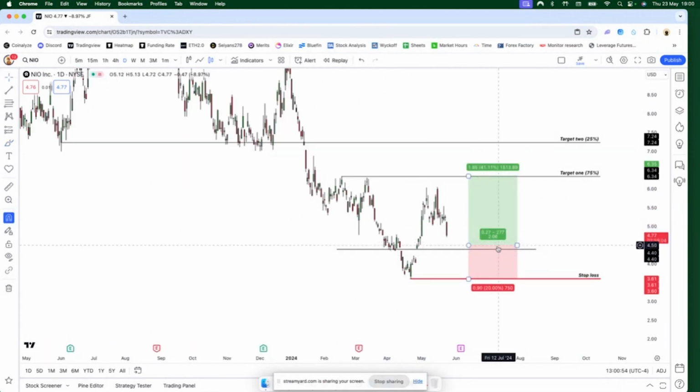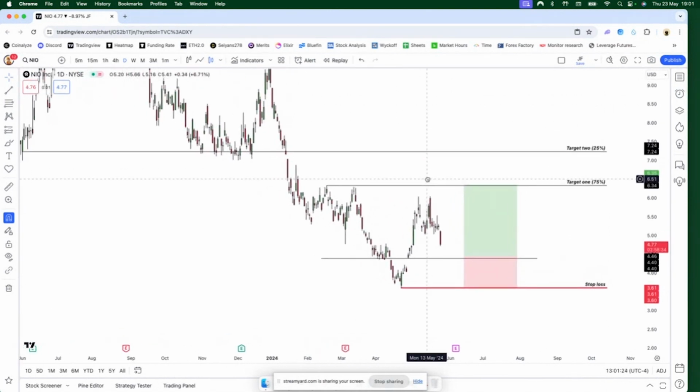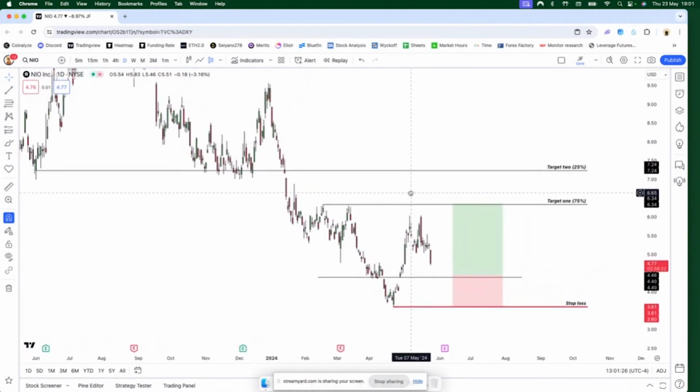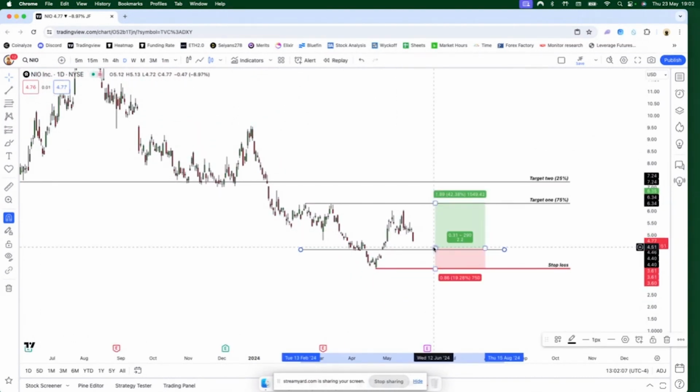And this is the level where we're looking for an entry, right? But not with a limit order. We really want to get that 1 hour candlestick at least to close back above. And for risk management, I would suggest that if you're working with $500, 1% is $5. So you can use $25 to buy shares when you take your entry, not more.